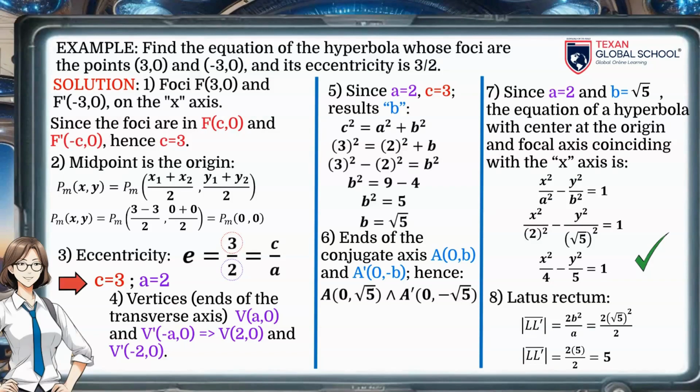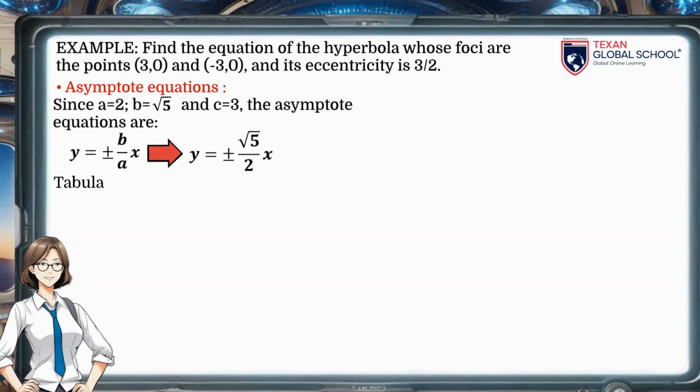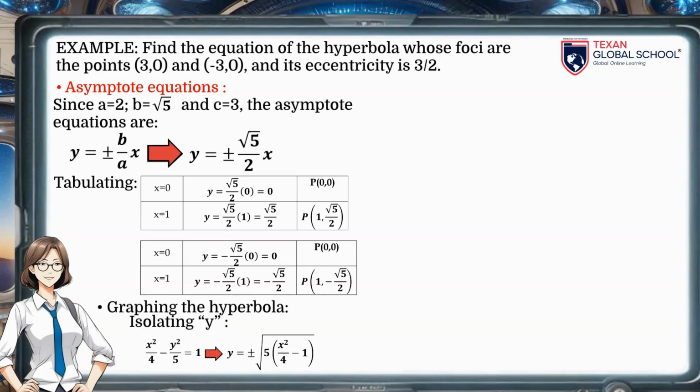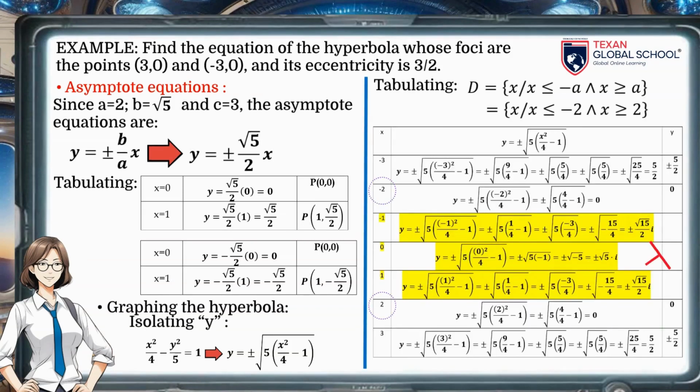And by substituting these same values, results that the length of the latus rectum is 5. Likewise, we obtain the equations of the asymptotes according to the formulas derived and tabulate them to include them in the graph, proposing 2 points for each one. Finally, let us perform the tabulation with the equation of the hyperbola obtained to graph. First, solve for y and tabulate. The domain to propose values for the tabulation is obtained according to the ends of the transverse axis or vertices.